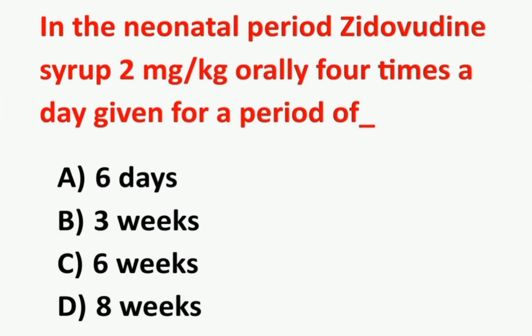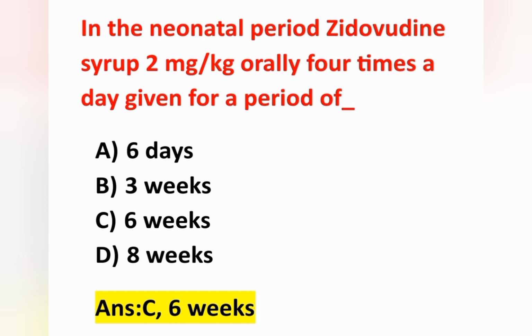The next question. In the neonatal period, zidovudine syrup 2 mg per kilogram orally 4 times a day is given for a period of: option A, 6 days; option B, 3 weeks; option C, 6 weeks; and option D, 8 weeks. Correct answer is option C, 6 weeks. Zidovudine syrup is an antiretroviral medication given to treat HIV infections in the neonatal period, so it should be given 2 mg per kilogram orally 4 times a day for 6 weeks.